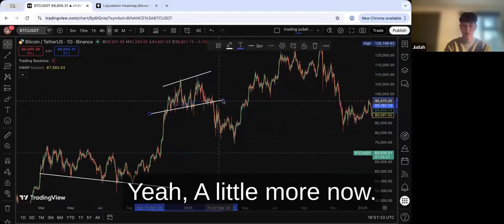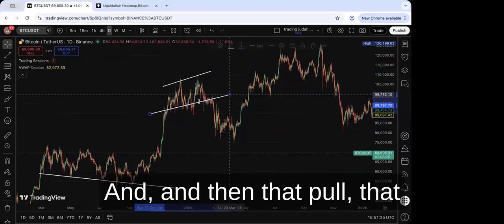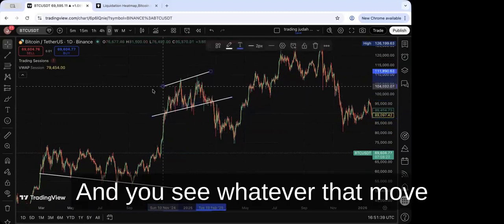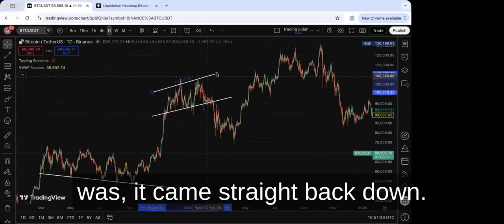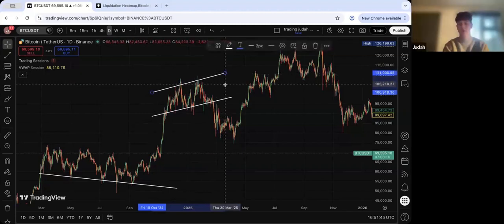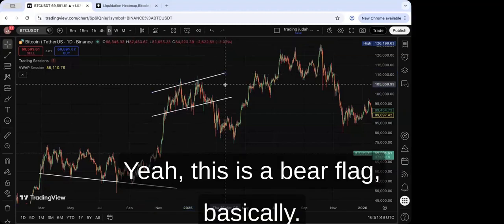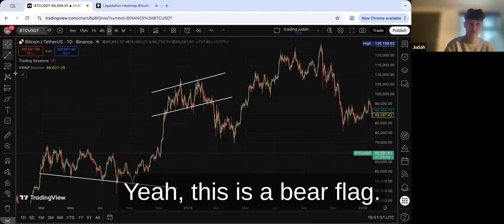A little more now, and then that last pole was a pump, and whatever that move was, it came straight back down. Yeah, this is a bear flag, basically.